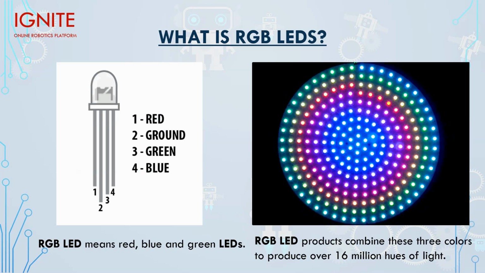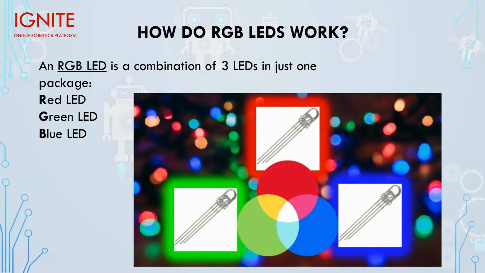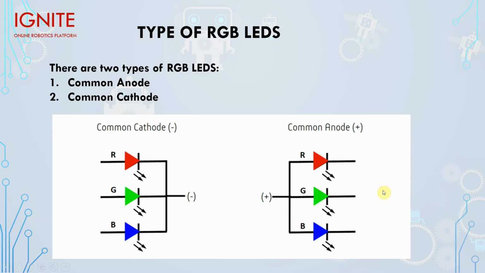So what is RGB LED? RGB LED means red, green and blue LED. The full form is red, green, blue. It's the combination of three LEDs inside one. We can make different colors by combining these three LEDs. As you can see, the RGB LED combines these three colors to produce millions of lights. So RGB LEDs have three LEDs: red, blue and green.